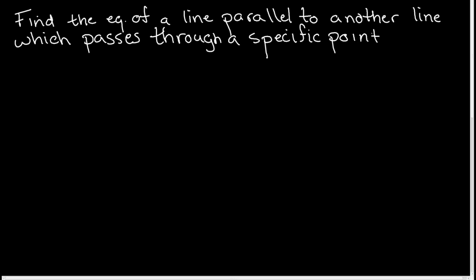So quickly, let's pick a line and a point. Let's say that we start out with the line y equals 2x plus 1. And we want to make a line that's parallel to that and passes through the point (3, 5).